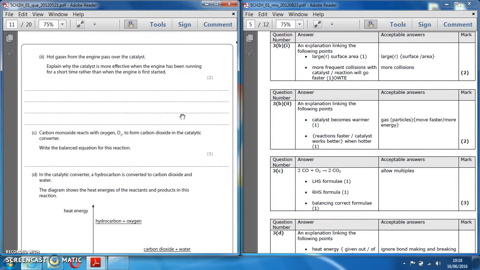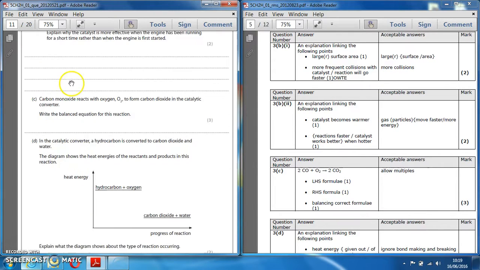Next bit. Hot gases pass over it. Why is the catalyst more effective when the engine's been running for a short time rather than when it's just started? So the catalyst becomes hotter is the first bit, which is not science really, because they've just pretty much given you a clue to that in the question. And once it's become hotter, it's back to collision theory again, because this is part 2 from the first part. We're using collision theory in part 1, so we're going to use collision theory in part 2. When you see this little part 2, it means it's part of the same question. So when they're hotter, the particles move faster. When they're faster, they're more likely to collide, and then we get a faster rate of reaction.